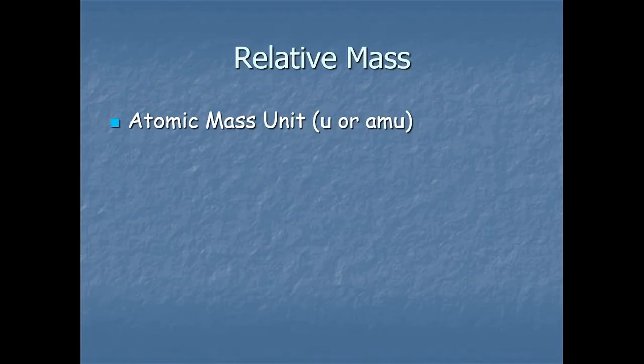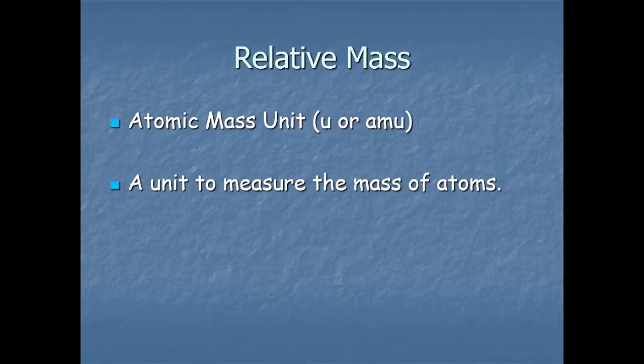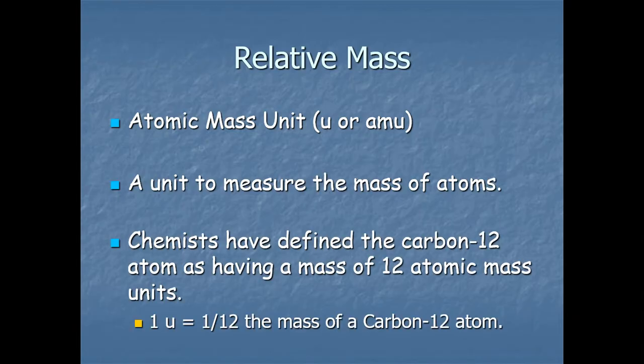So looking at relative masses, the atomic mass unit, called the AMU, or you'll also see it just labeled as the U. It is a measurement of the mass of atoms, something that's only used for atoms. And again, by definition, one AMU is 1/12 of the mass of a carbon-12 atom, and a carbon-12 atom has 6 protons, 6 neutrons, and 6 electrons. We're going to talk about this 12 designation in a little bit.